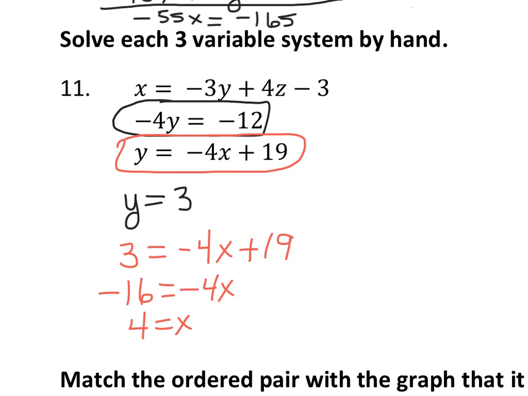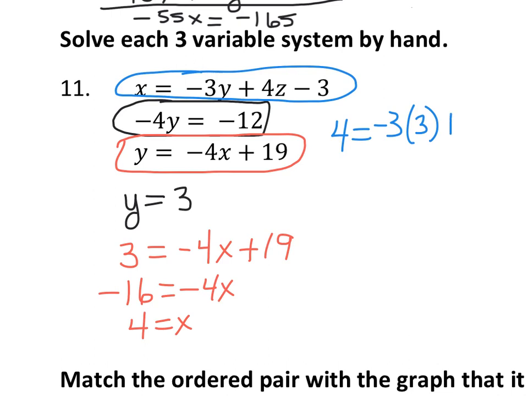So I know that my x is 4, my y is 3, and now I can solve for z. So I'm going to go into the next equation, this one up here, and I'm going to plug in my x and my y. I have 4 for x, I have 3 for y, and now I'm going to just solve for z. Okay, let's see. Let's add 3 to both sides. That gives us 7 equals -9 plus 4z.